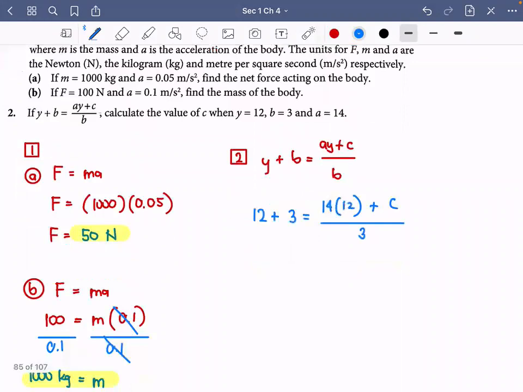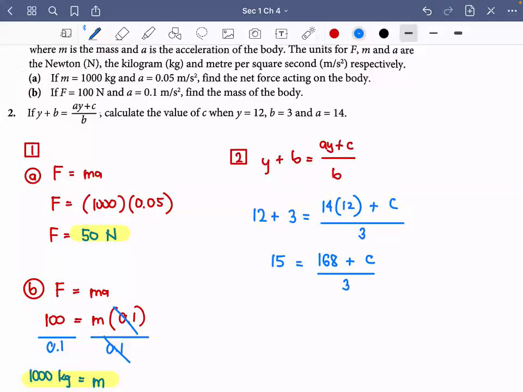I suggest answering everything first. So this is 15 equals what is 14 times 12? 14 times 12 is 672, right? Am I right? Oh, sorry, 168. That's just 168. 168 plus c all over 3.